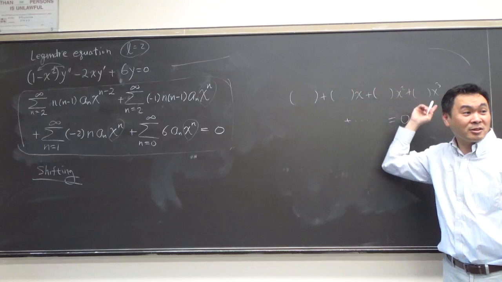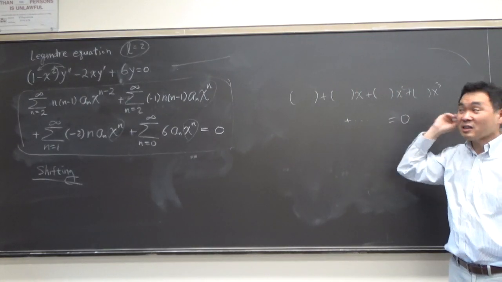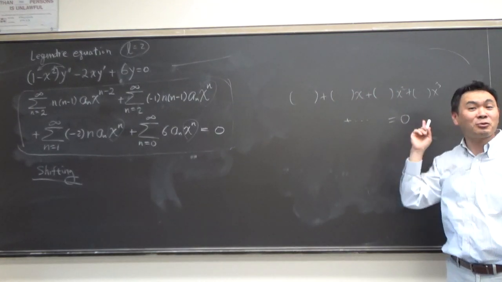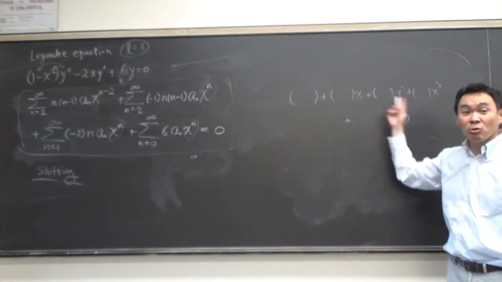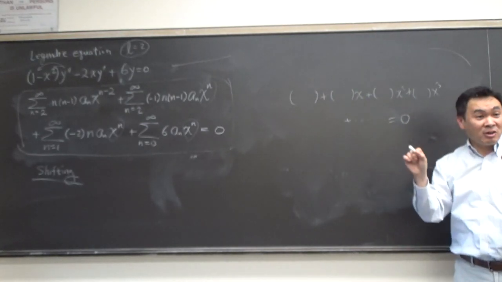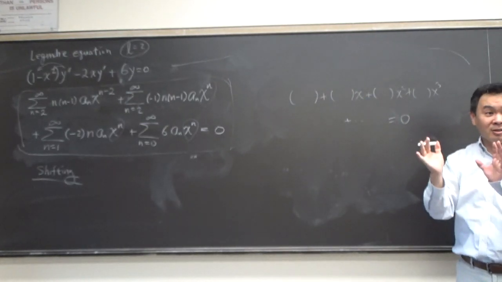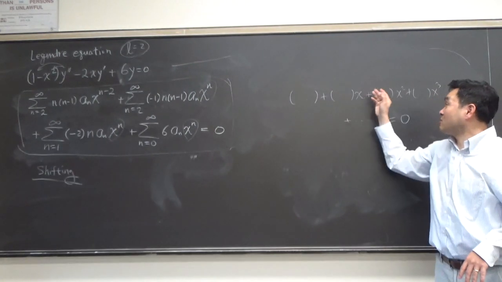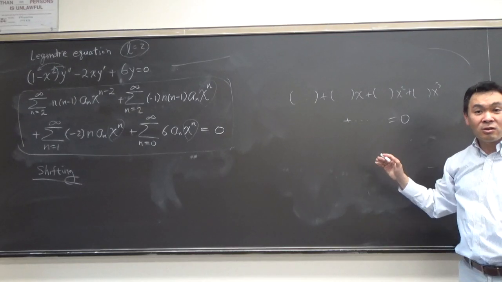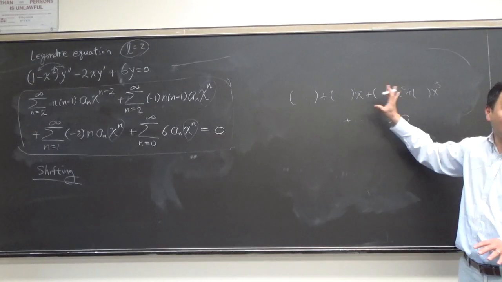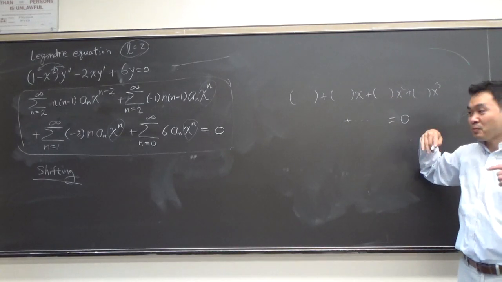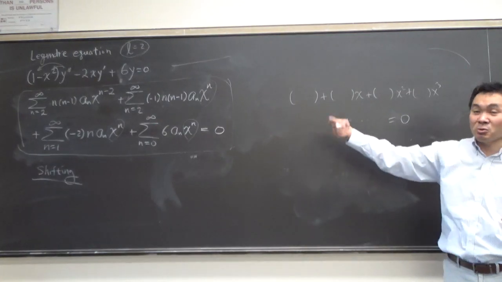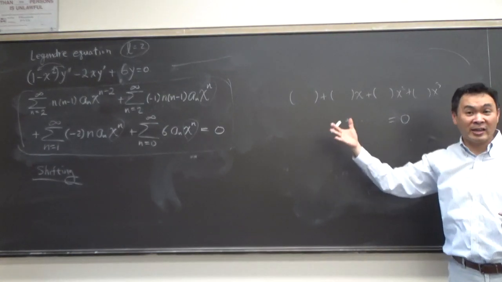Just 0 for everything, right? And you're saying that the two sides are equal, not for a specific value of x, but for infinitely many values of x inside an interval. If that's true, then the only way that could be possible is if each of these is equal to 0. So we're going to use this as the reason for figuring out the relationship between the coefficients a_n.